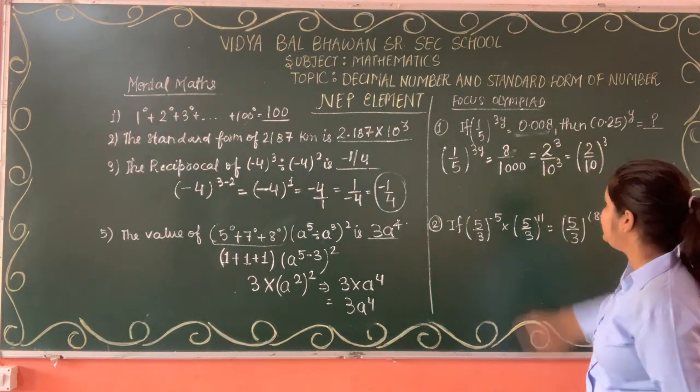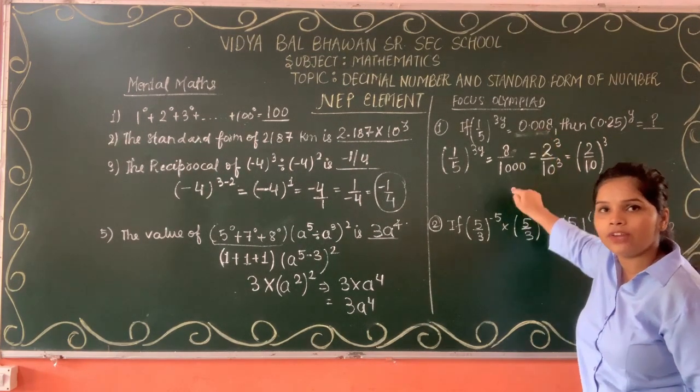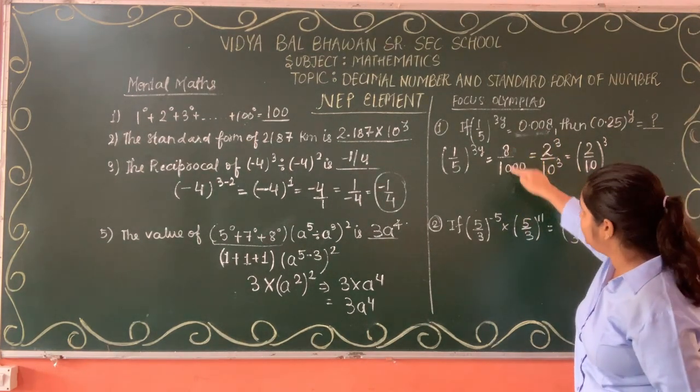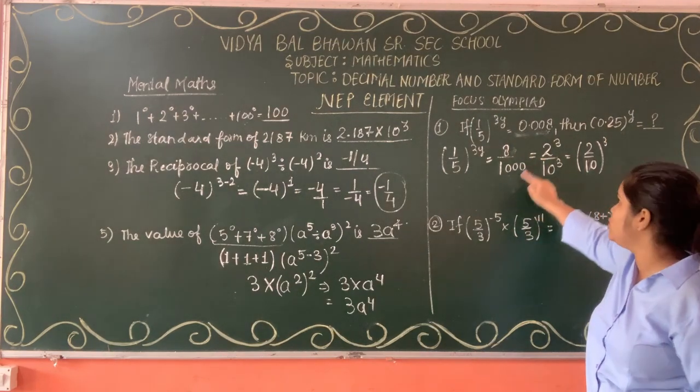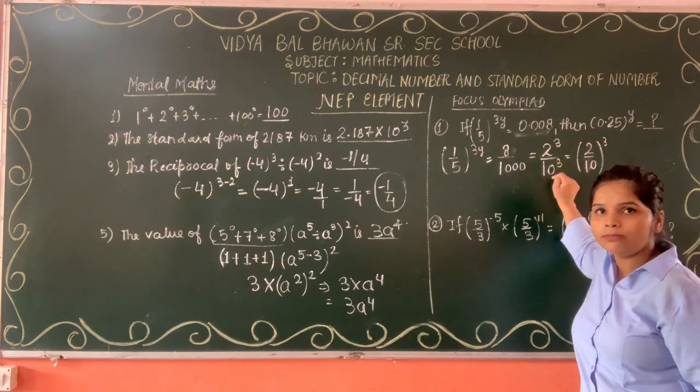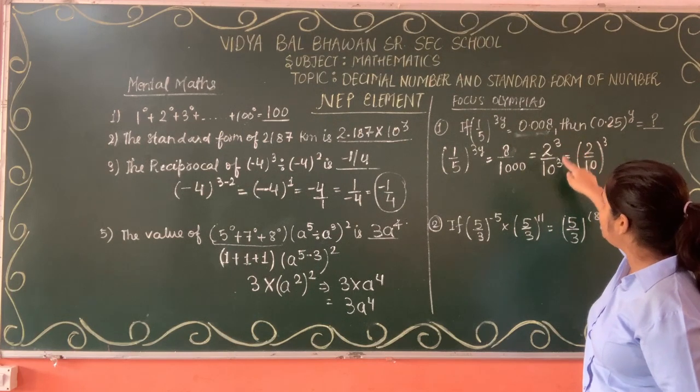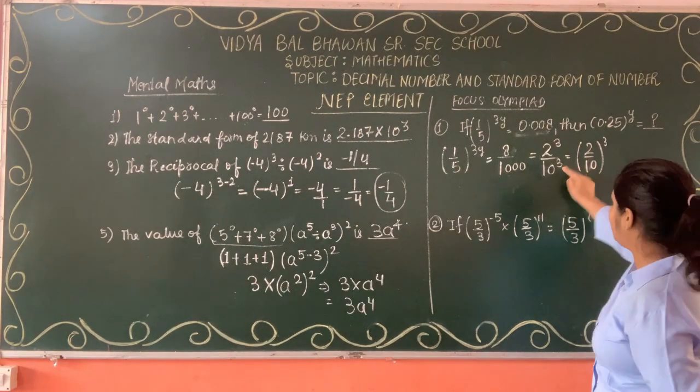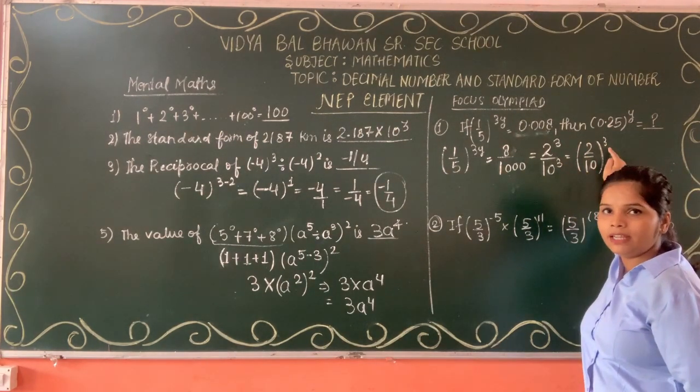I hope this much is clear. We have changed the decimal number into fraction. Then these numbers are whole numbers. We have changed them into exponential form. Exponential forms are having same powers. So we have written the power once outside the bracket.